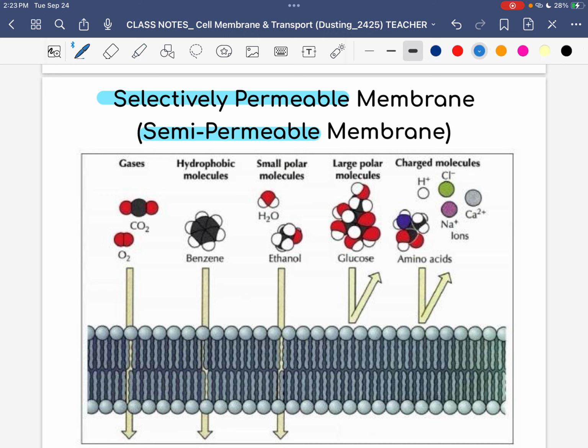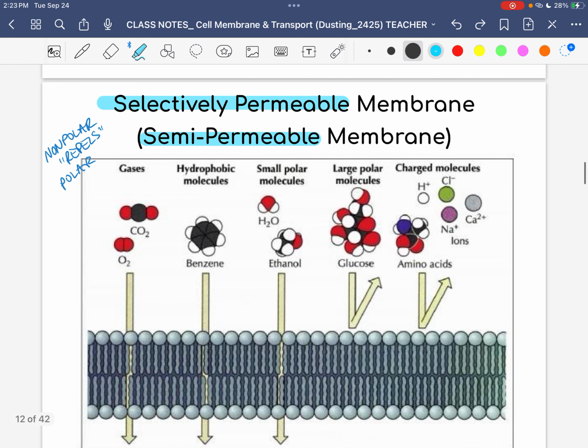And one of the main concepts that you need to remember is, remember how polar dissolves polar and non-polar dissolves non-polar. Another way to remember that is that non-polar repels polar. Okay? It repels. And what does that mean? It means that it pushes something away. To repel means to push away.